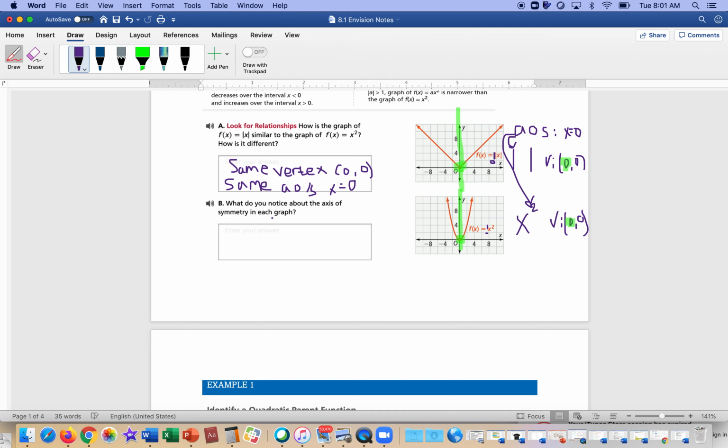And then what do you notice about the axis of symmetry in the graph? They're also the same, so I guess I wrote it up there. Okay. So this would go down below in this spot.